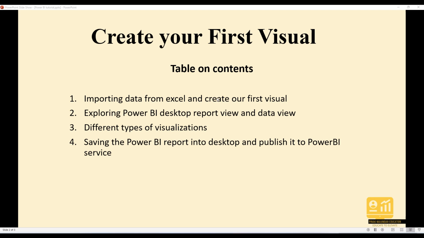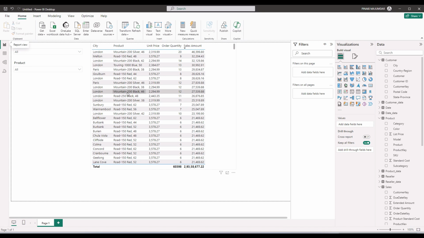We have connected to data source and we have created our first visual. Now we'll concentrate on Power BI desktop report view and data view. Let's come to Power BI desktop application. The screen which you are seeing on your screen, this is a report view. In report view, we can use different kind of visuals. In this report view, this particular pane we call as a report view, where you can build your own report, different kind of graphs, charts, filters you can use over here.